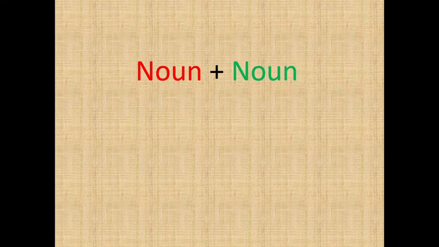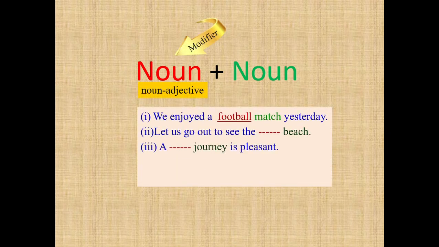Sometimes in a sentence, two nouns sit together. And if we use two nouns together, the first noun is used like an adjective. It takes the place of an adjective. That's why the first noun will be a modifier and that noun will be called noun adjective.